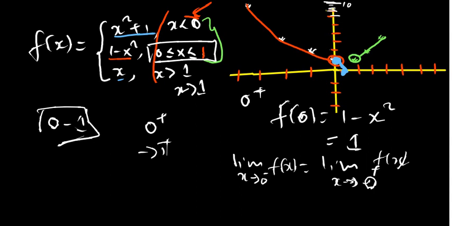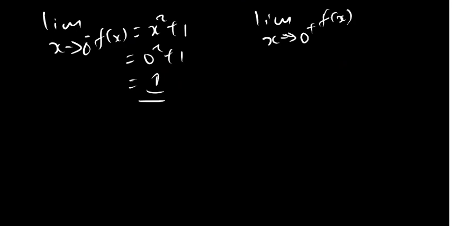Have you seen? But we are trying to use the limit as x approaches 0 from the right side. So we're going to get the second equation, which is what? x squared minus 1, right? So if we put 0, we're going to get what? Minus 1. Is it minus 1 or plus 1?